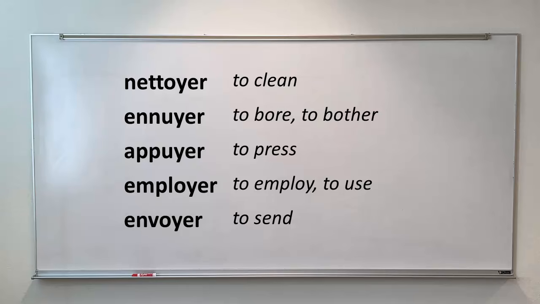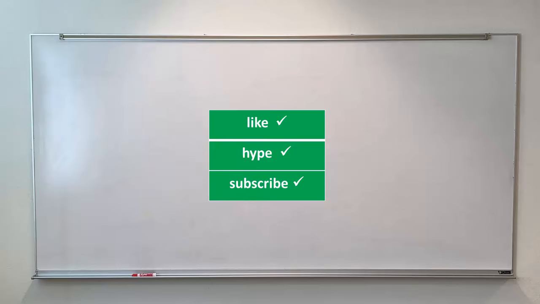So to finish off this very exciting lesson about the verb ennuyer, let's take a look at other verbs that are like ennuyer: nettoyer, to clean, appuyer, to press, employer, to employ or to use, and envoyer, to send. So remember what's common to all these verbs? When you conjugate them in the present tense, these are spelling change verbs. So the Y will change to an I in all of the forms except for the nous and the vous forms.